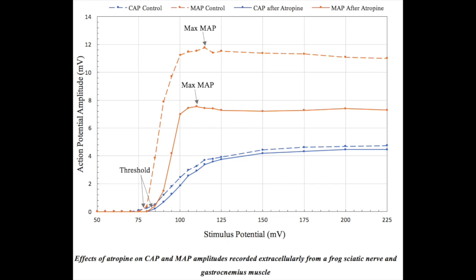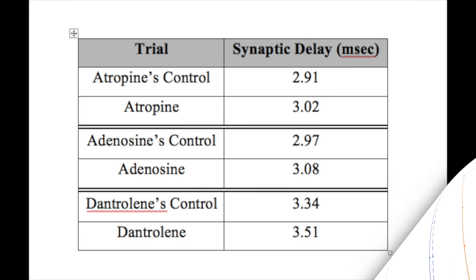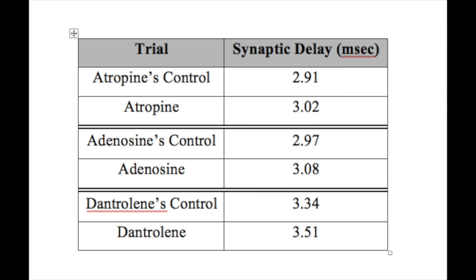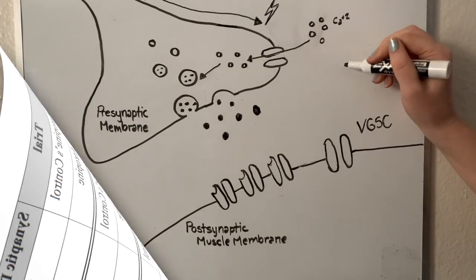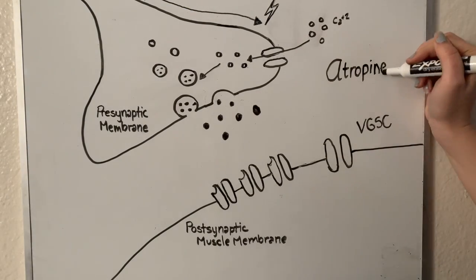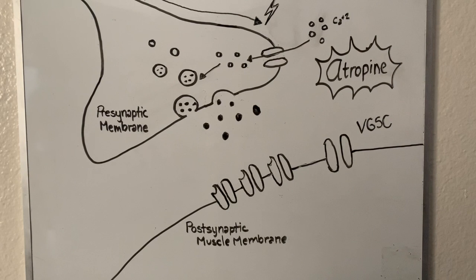However, our results show that the maximum MAP amplitude dropped from 11.75 millivolts to 7.55 millivolts after atropine was added, and the synaptic delay increased from 2.91 milliseconds to 3.02 milliseconds. Obviously, atropine's clinical mechanism of action cannot be used to explain these results. Studies have shown that atropine also inhibits nicotinic cholinergic receptors located in the postsynaptic terminal.